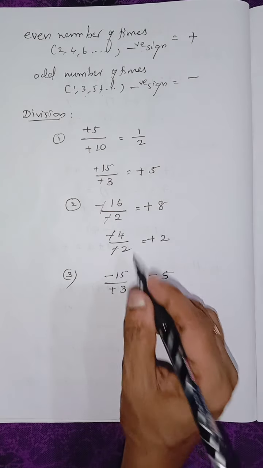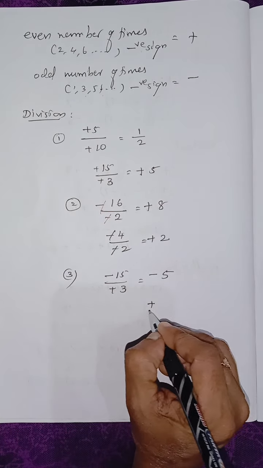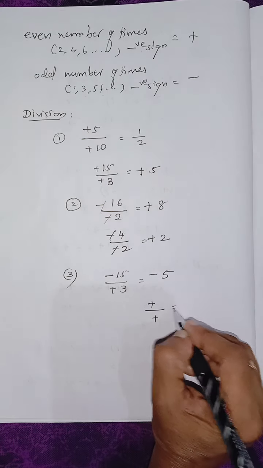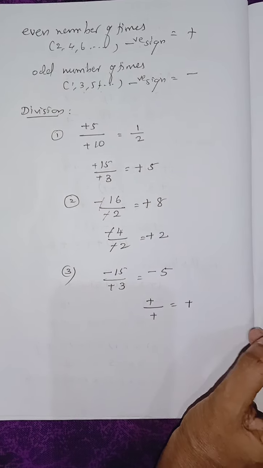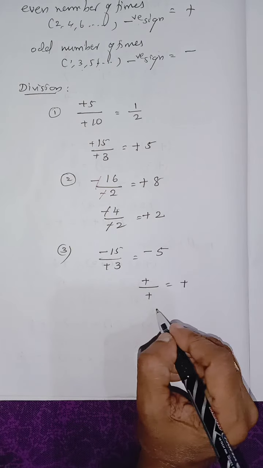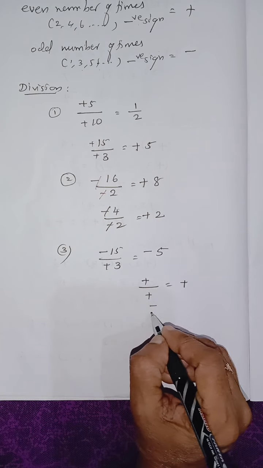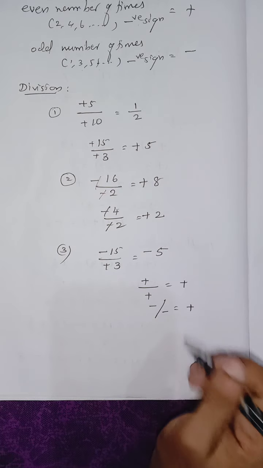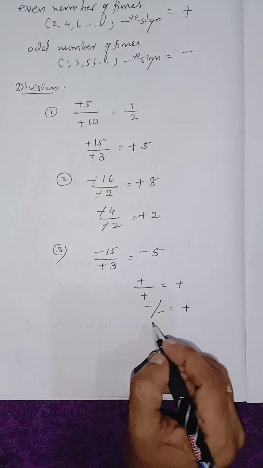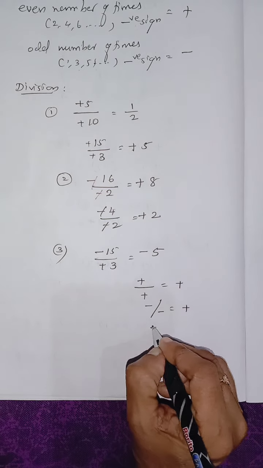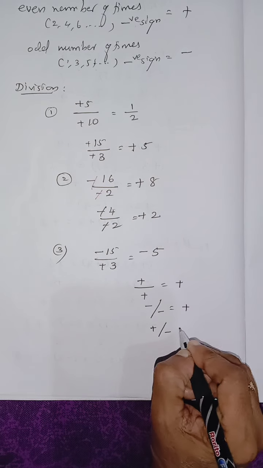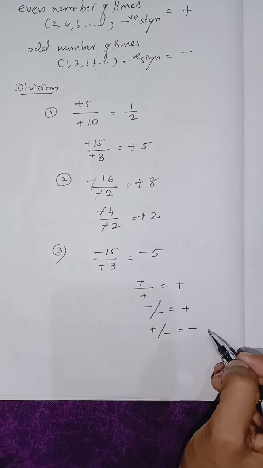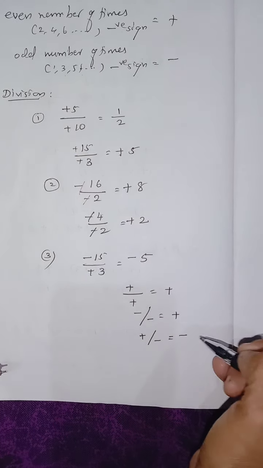So let us see how the pattern is. In the division, if both numerator and denominator are positive, then it is positive. And in the second case, if the numerator is negative divided by negative, you will be getting the answer as positive. And in the different case, for example, numerator is positive and denominator is negative, then it is negative only. When it is different sign, then it is negative. I hope it is clear for you.